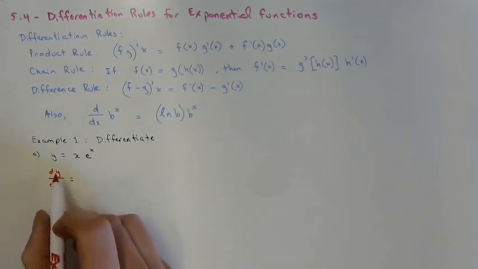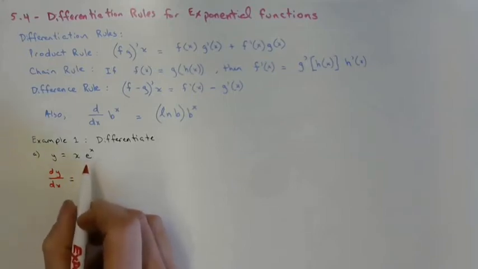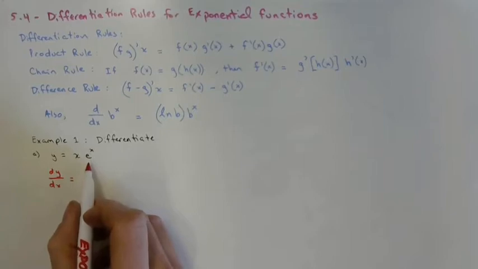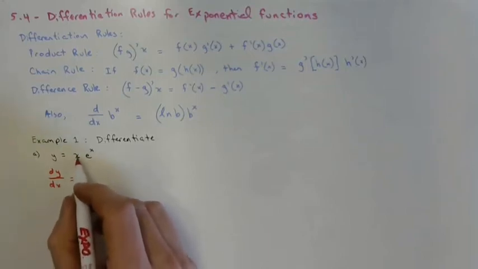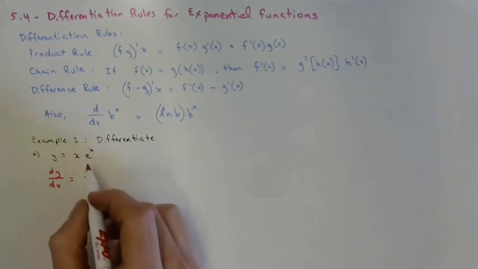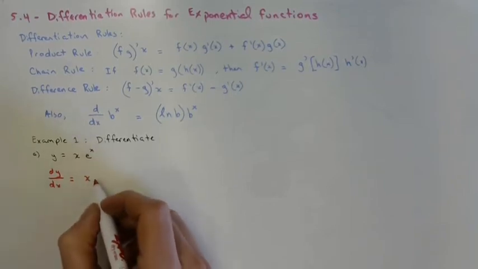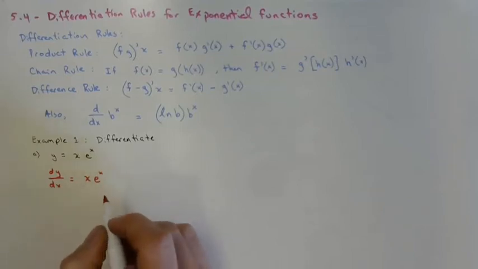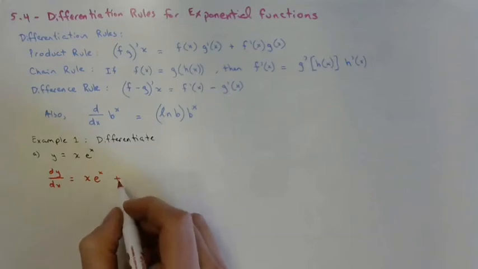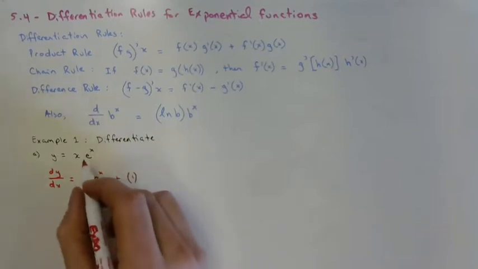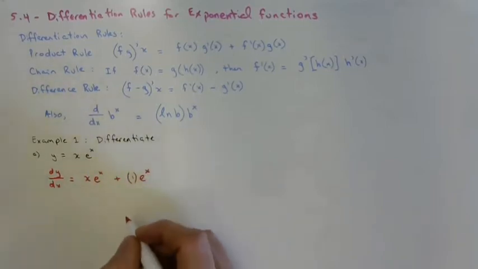Anyway, we're going to take the derivative of this function by taking the first times the derivative of the second plus the derivative of the first times the second. So we have just the first function again, x, times the derivative of the second function. Well, we know that the derivative of e to the power of x is just e to the power of x. E to the power of x is its own derivative. Then we're going to add the derivative of the first, which is 1, times the second function, which is e to the power of x.